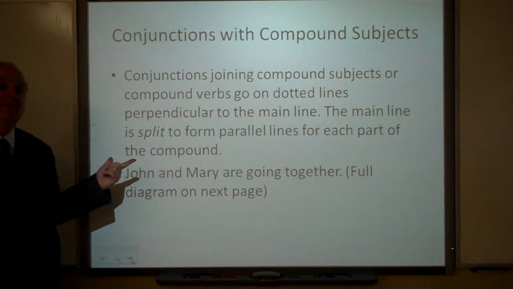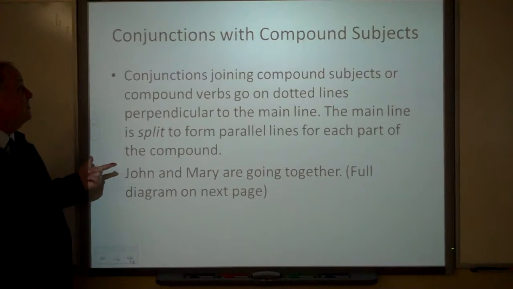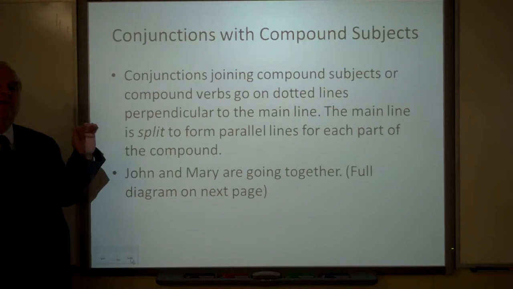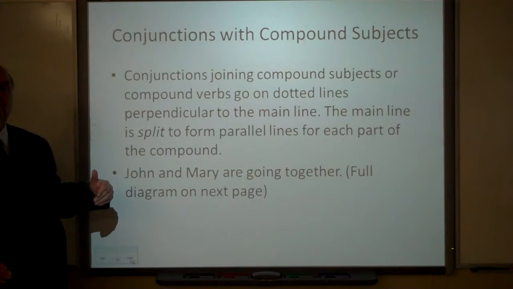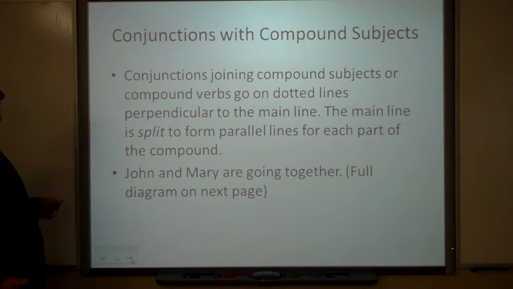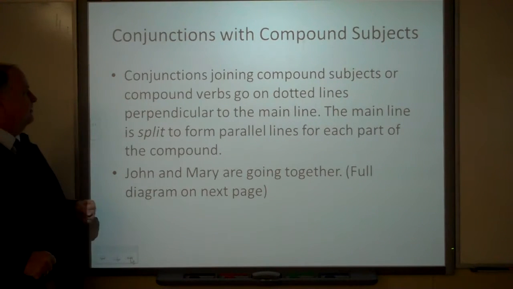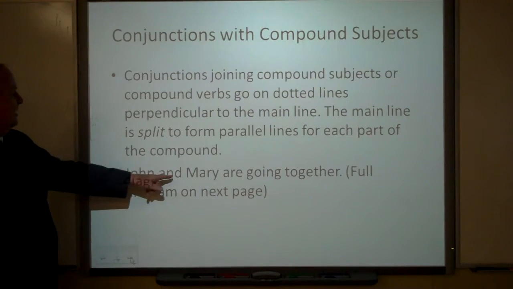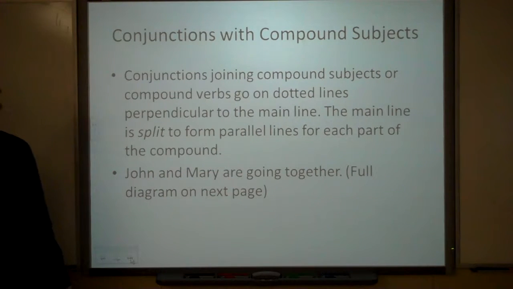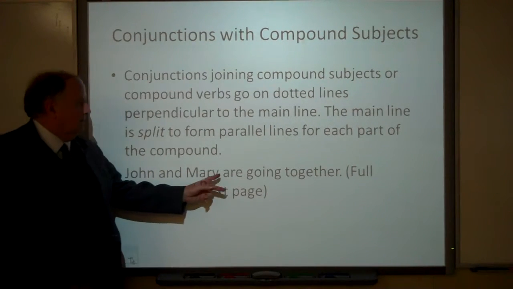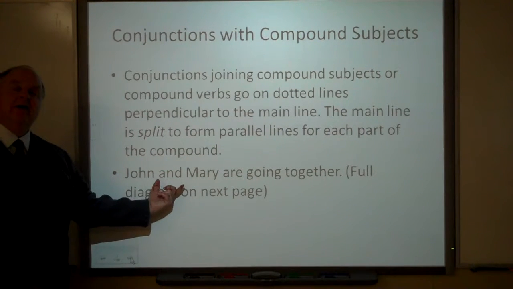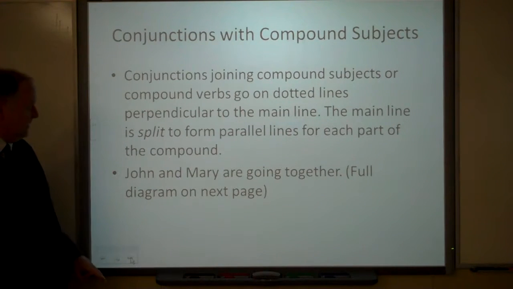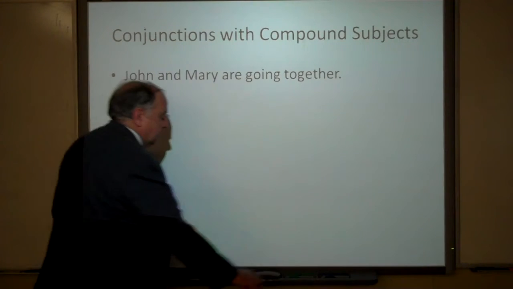Many times, of course, we have conjunctions joining compound subjects or compound verbs. If that's the case, then we split the main line in two, or more than two if there are more than two parts of the compound, to form parallel lines for each part of the compound. So here we have: John and Mary are going together. Are going is the verb. John and Mary is a compound subject. And of course, and would go on a dotted line between John and Mary, but it's diagrammed like this.